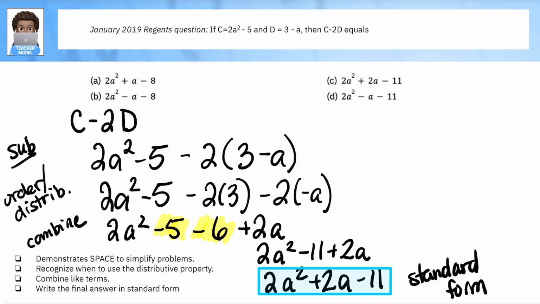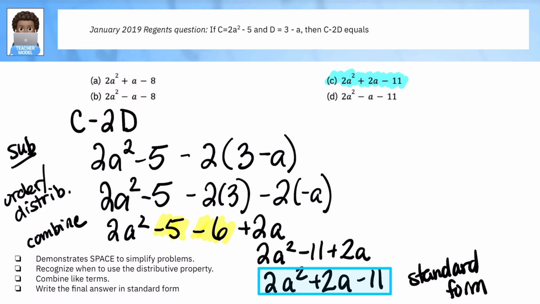So let's look to see which one matches in our multiple choice. Let's see, 2a squared plus 2a minus 11. I see it right here in C. And that's why, my friends, I do not just go straight to the multiple choice options. I actually do the math and I look to see what matches my work. Now notice if I had not put my answer in standard form, I may not have recognized my correct answer there. So just make sure that you have your final answer like that.